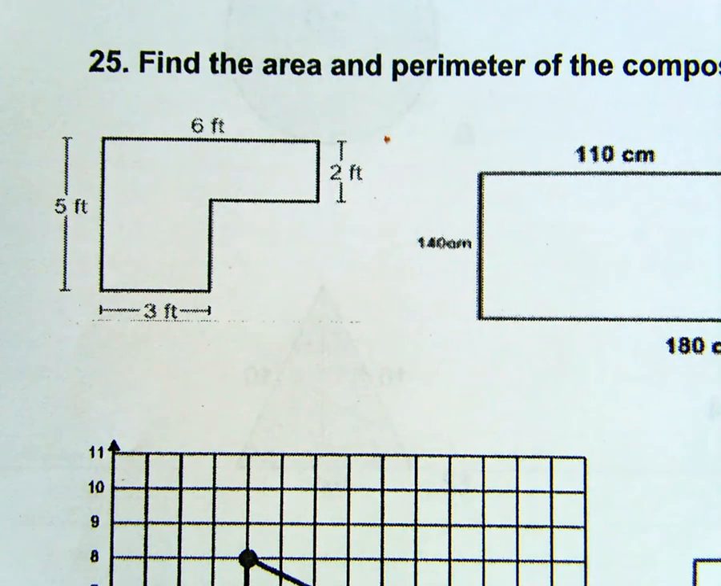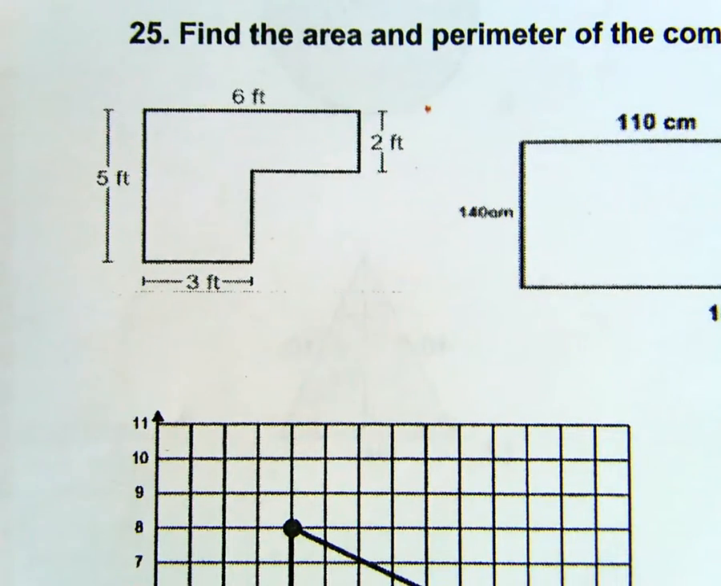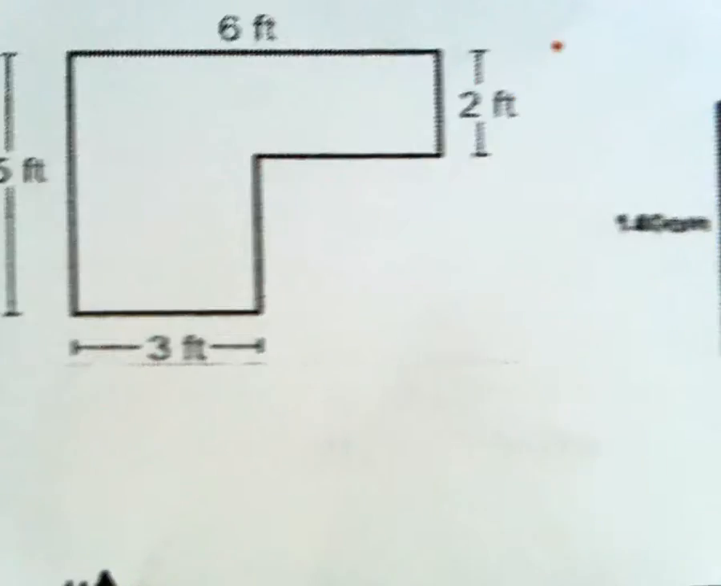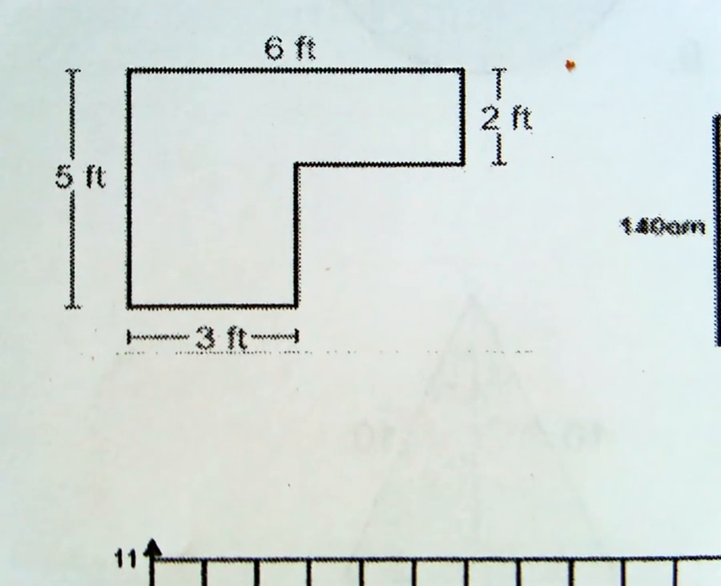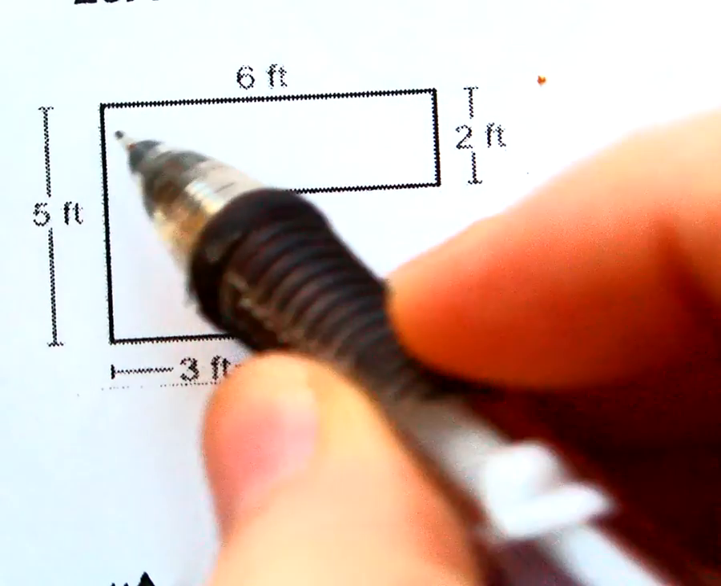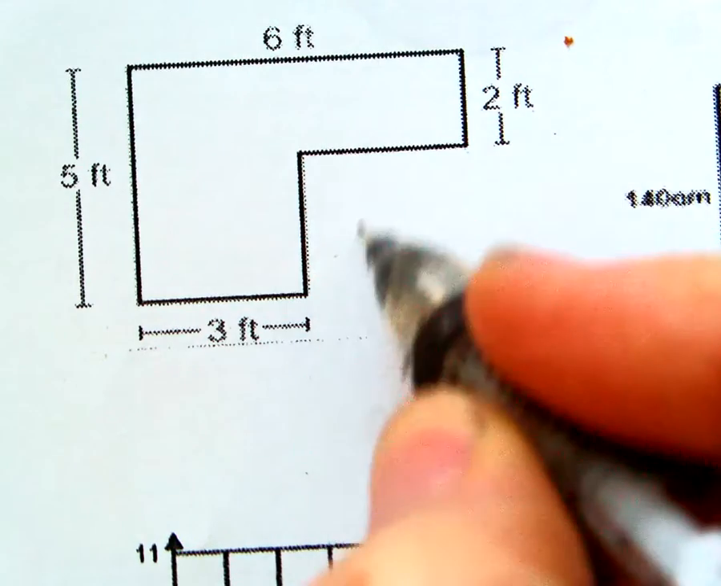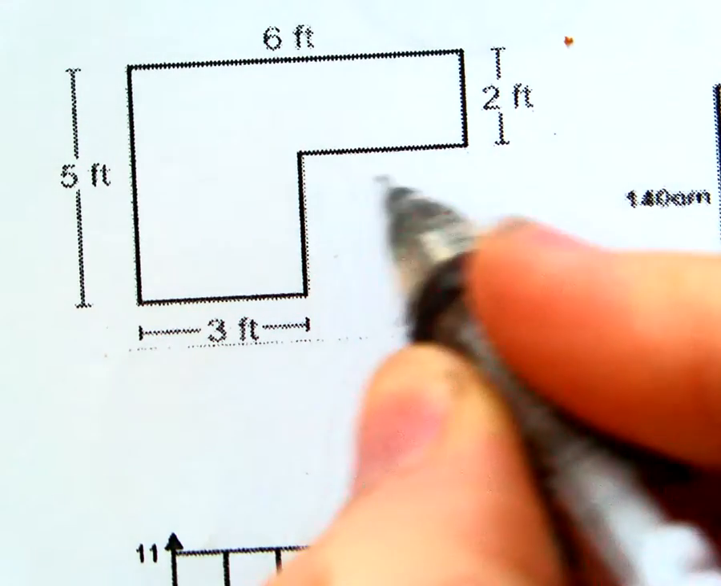If I wanted to find the perimeter of really any shape with the exception of a circle, I'm just going to add up all the sides. And so I want to make sure that I add every single side here and not just the numbers shown. And so I look at this and I think, okay, I know this length and I know this length, but I don't know this length and I don't know this length.